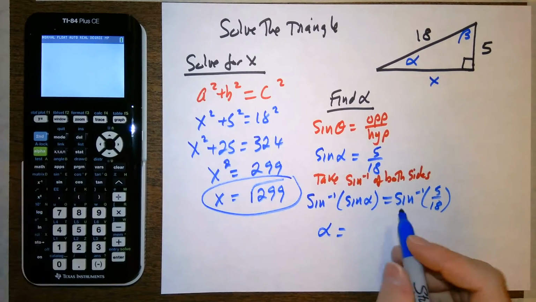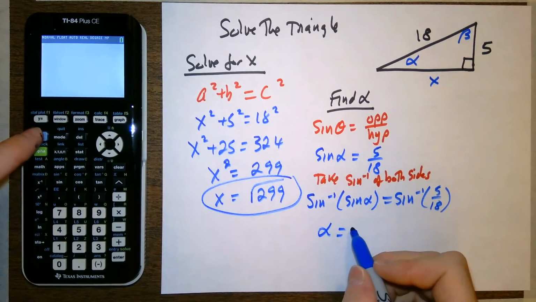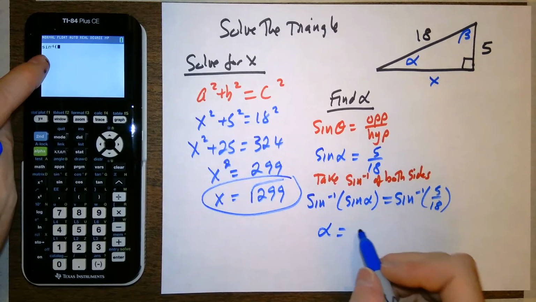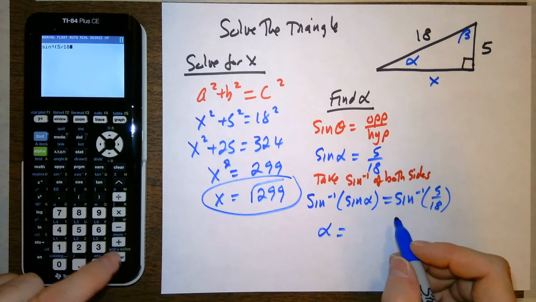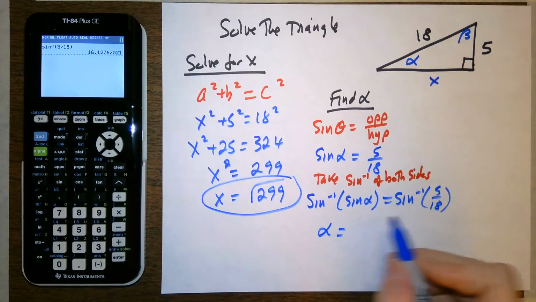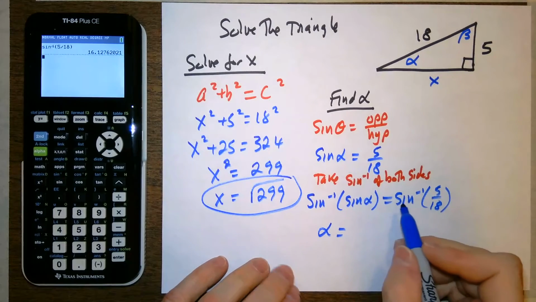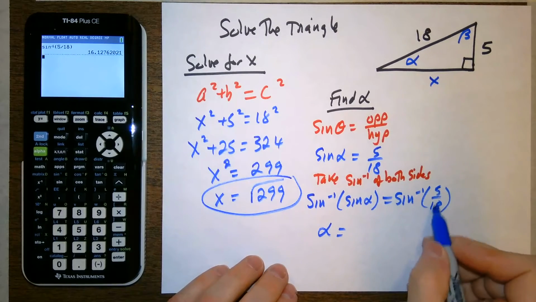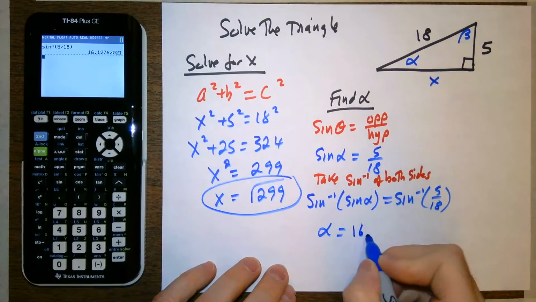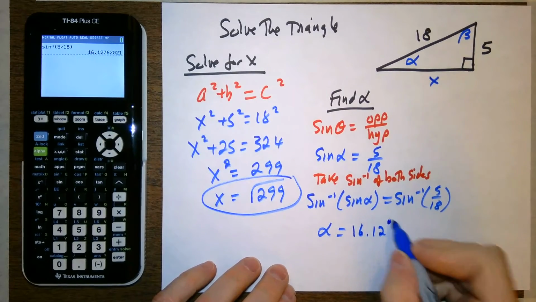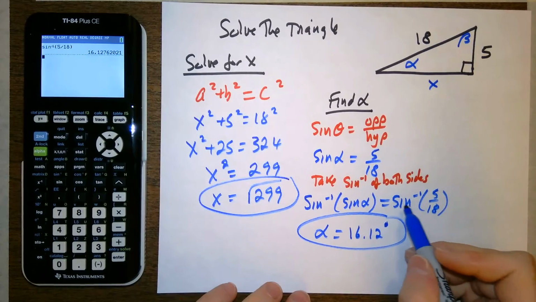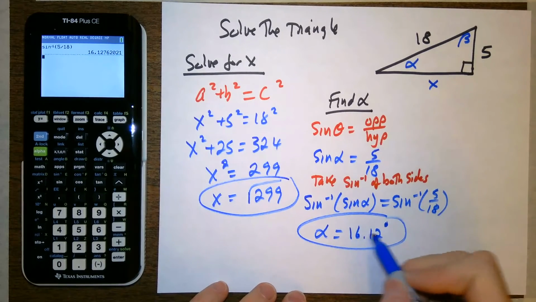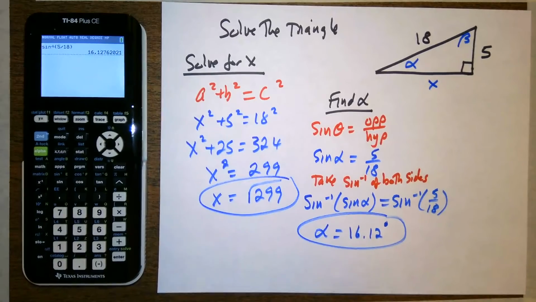I know I'm already in degree mode. So inverse sine is second sine. See, I get the sine to the -1, inverse sine, of 5/18. 5 divided by 18. We're asking the calculator, what angle has a sine of 5/18? And it told me 16.12-ish degrees. I know it's in degrees because we were in degree mode. So this inverse sine, what angle has a sine of 5/18? 16 degrees. We still have one more angle to find.